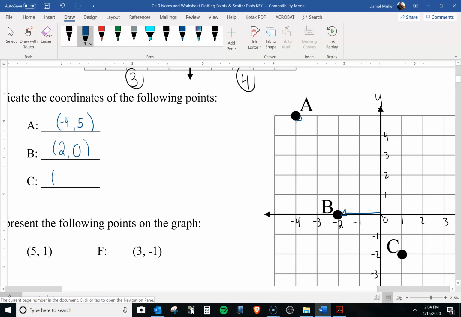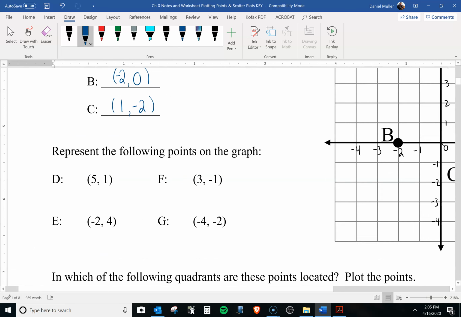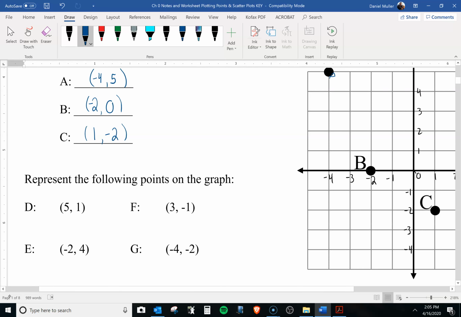And lastly, C, that would be, looks like 1 to the right. Oh, look what I did wrong here. So 1 to the right, but I'm looking here at B. B, I said, was 2 to the left, and I put a positive 2. That would be 2 to the right. So I need to indicate, no, that's a negative 2 because I want to move left. My C, I'm moving right. That is a positive 1. And then I'm moving down 2, so I'll put a negative 2. So those are all of our points. And then it wants us to graph the rest of these points on this graph, and I'll do that in the next video.